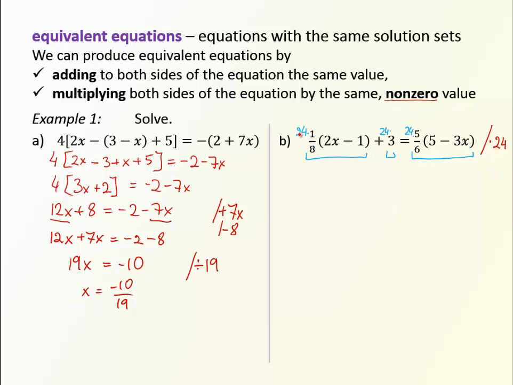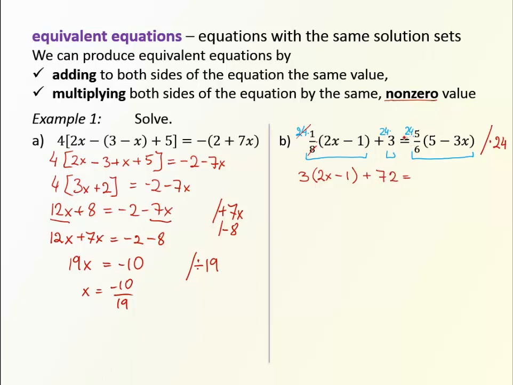So, since 24 will be reduced with 8, leaving us with 3, the multiplication by 24 is already performed and we don't have it anymore. So don't try to multiply this bracket by 24. It is already taken care of by multiplying 1/8. So don't multiply twice. You multiply only once each term. However, this 3 needs to be multiplied and it becomes 72.